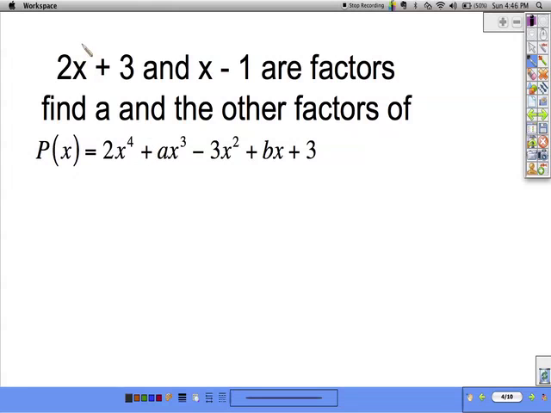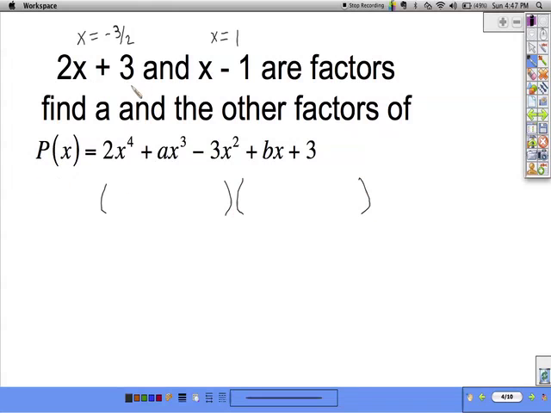Well, we know that if 2x plus 3 is a factor, that's going to mean that zeros will be x equals two things. x equals 1 and x equals -3/2. We know that. And we know that if these two things are factors, then we should be able to multiply them together and form some quadratic that we can multiply by something else to get to p of x.